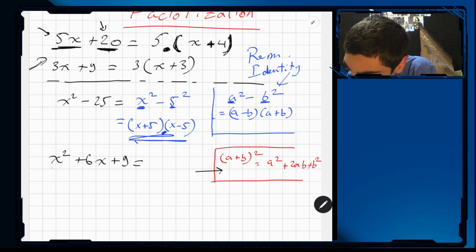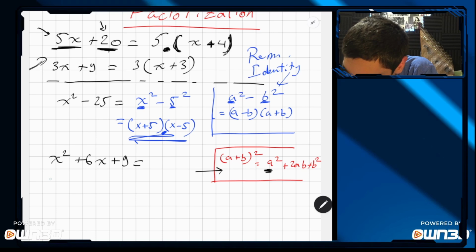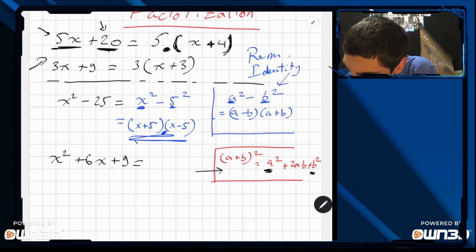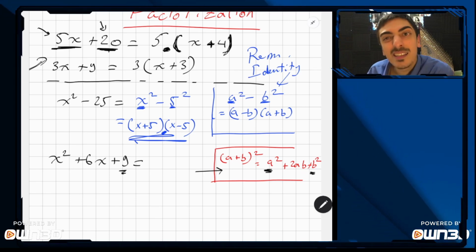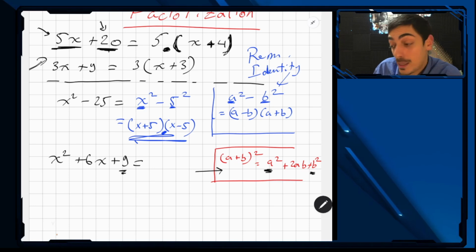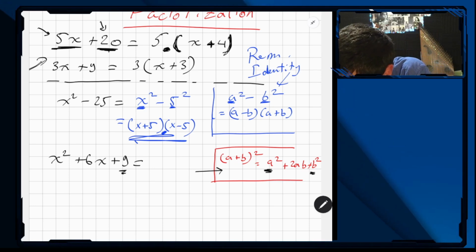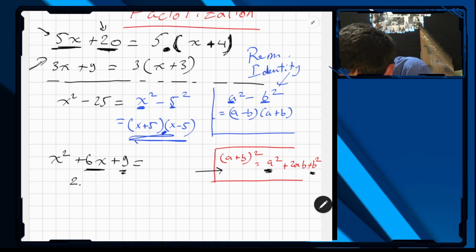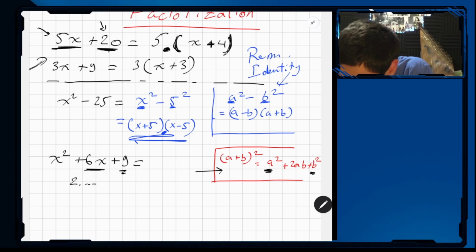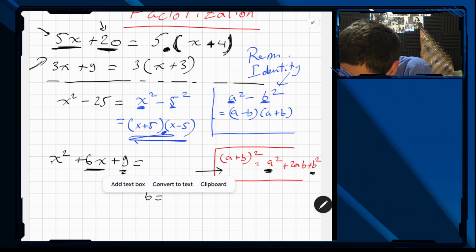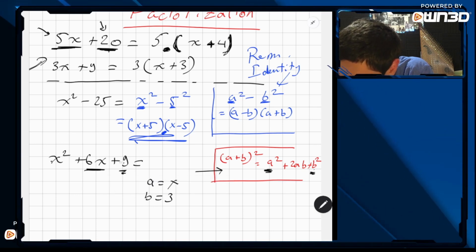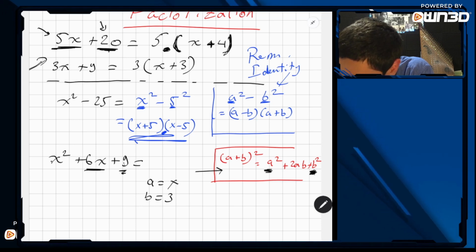Okay. X squared is a squared. That's fine. B squared should be a 9. Is 9 a square? It is. That's very good news. Now, can this term be written as 2 times something, which is this times this here? So if I postulate that A is equal to X and B is equal to 3, because B squared is 9. Okay, this is what I'm thinking.